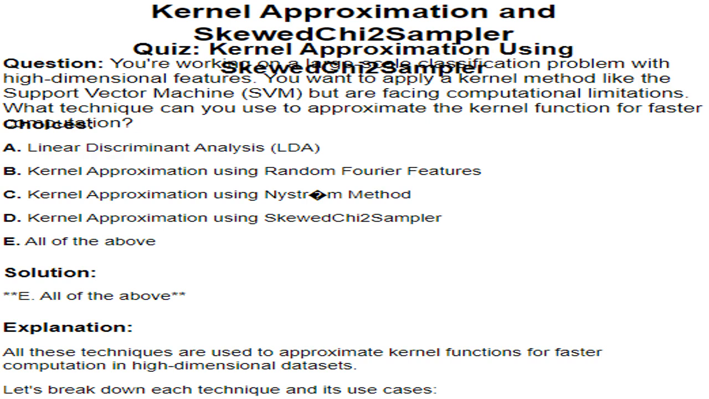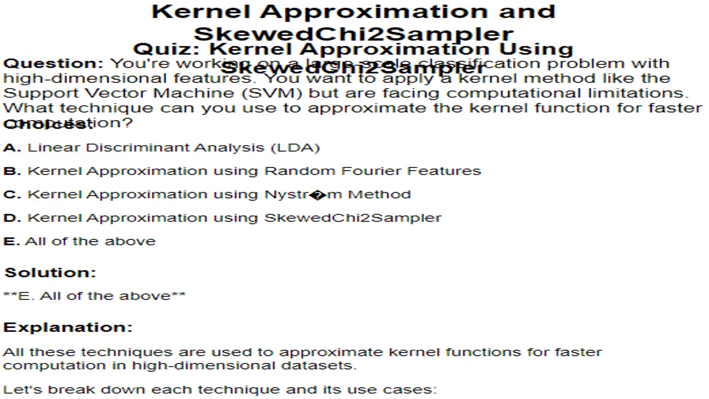Nystrom method, a kernel approximation technique that uses a subset of data points called landmarks to construct the low-rank approximation of the kernel matrix. In a recommender system, the Nystrom method could be used to approximate the kernel function for finding similar users or items by selecting a smaller set of landmarks. The computation of the kernel becomes more efficient, leading to faster recommendations.